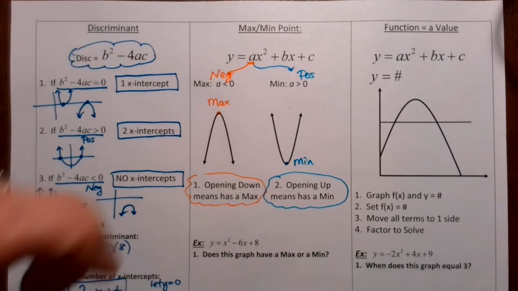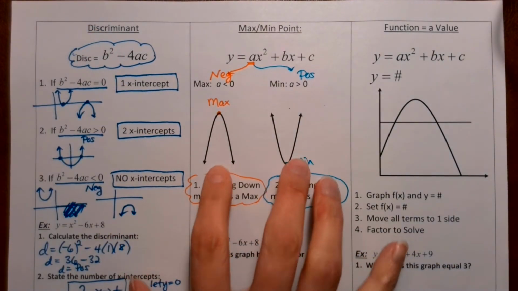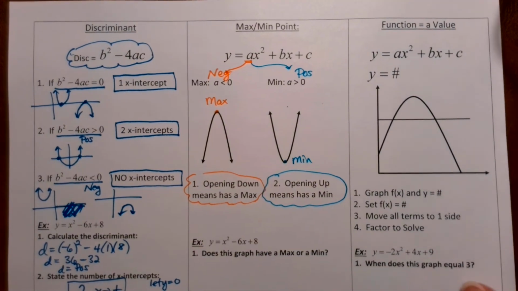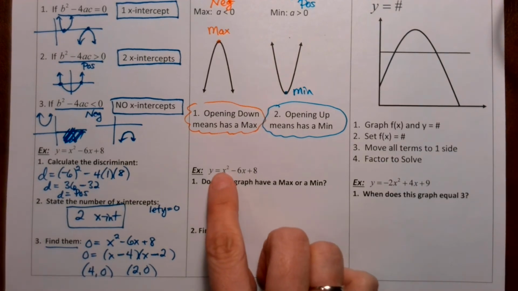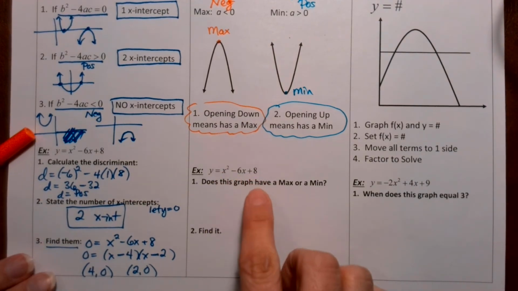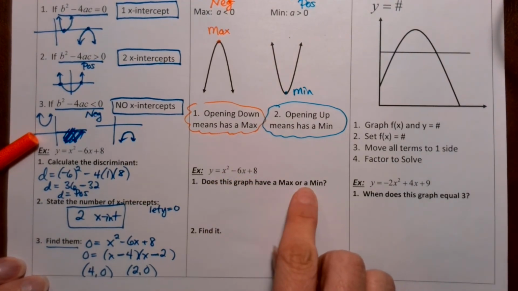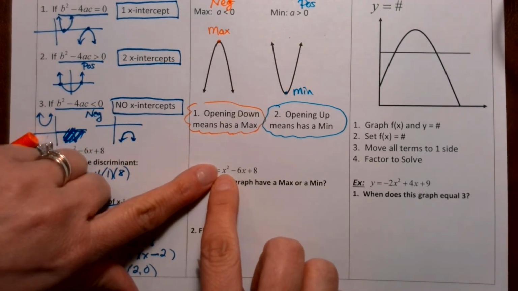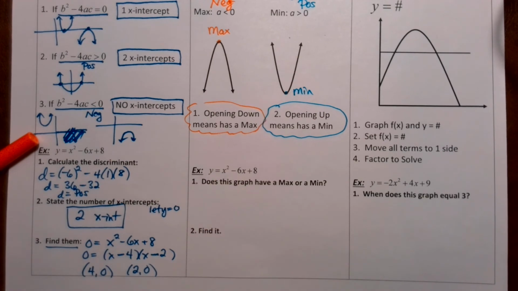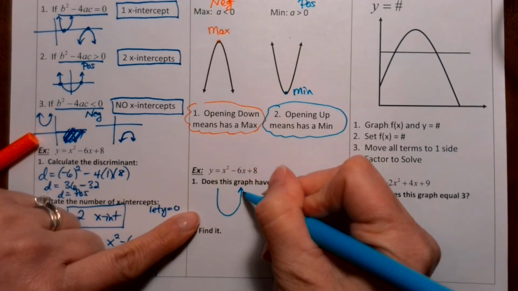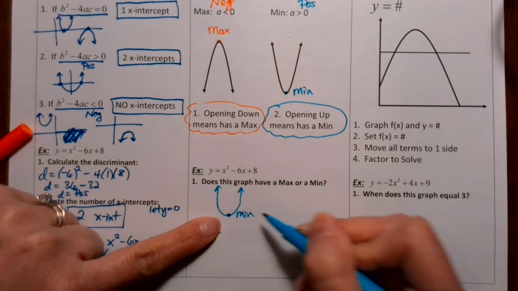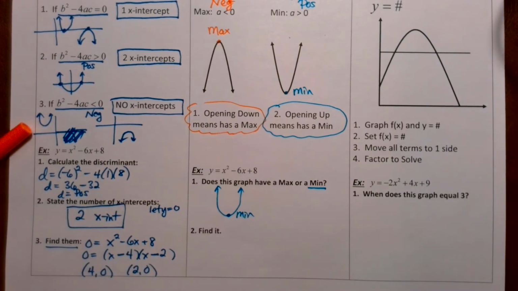So really all you have to do is draw a little doodle, and then you'll be able to answer this question easily. Take a look at this equation here: x squared minus 6x plus 8. Does this one have a maximum or a minimum? Well, the leading coefficient is positive. That means the parabola is going to be opening up. An opening up parabola has a minimum. That's all you have to do there.